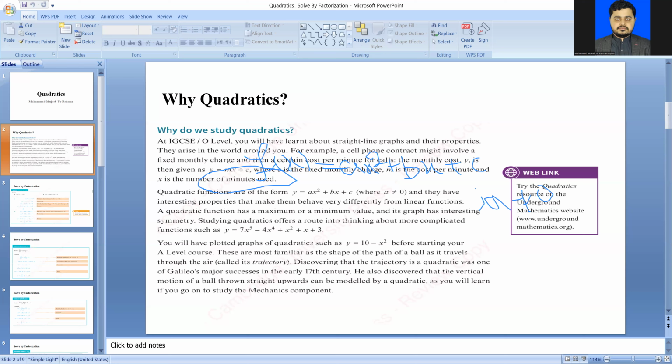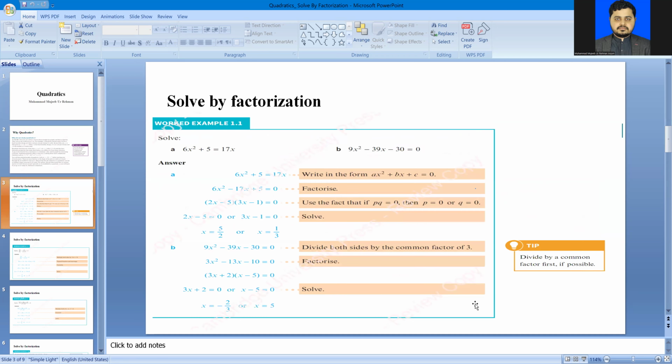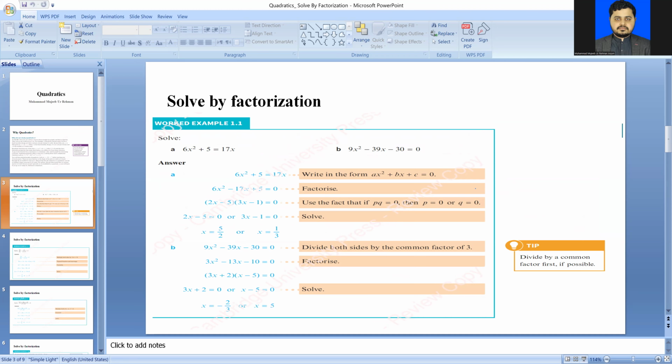And in this lecture, we are going to study how to solve quadratic equations using the factorization technique. So, coming to our example to understand how this technique works.